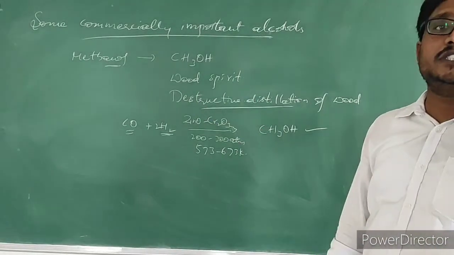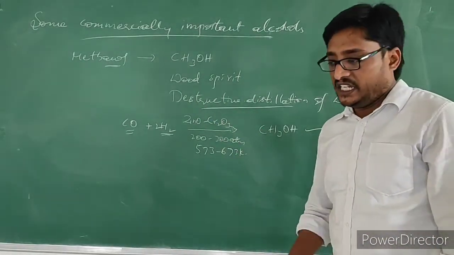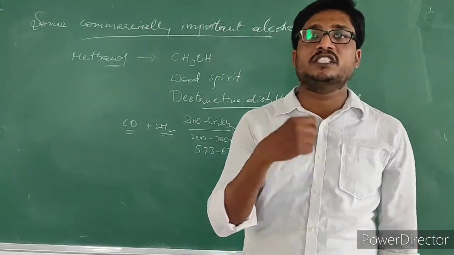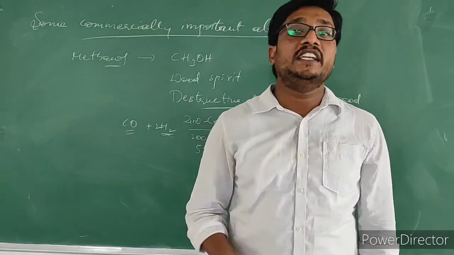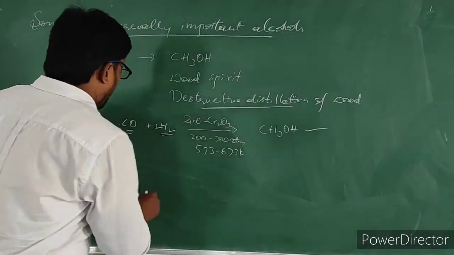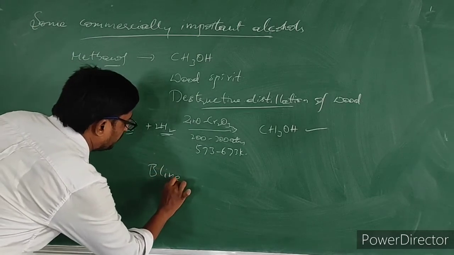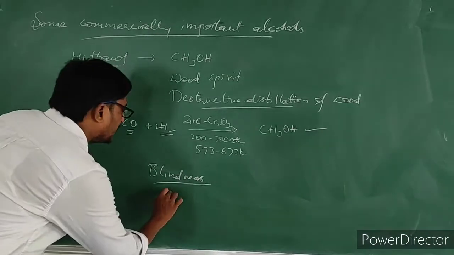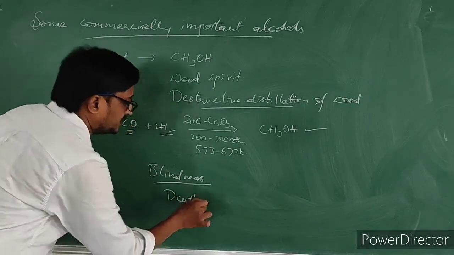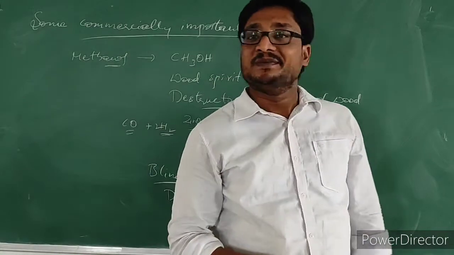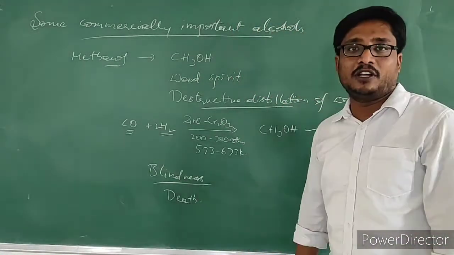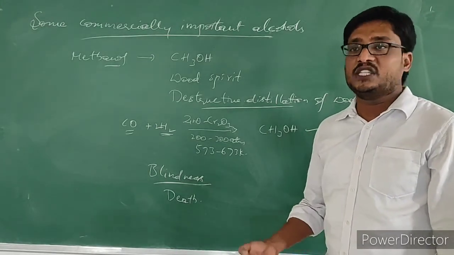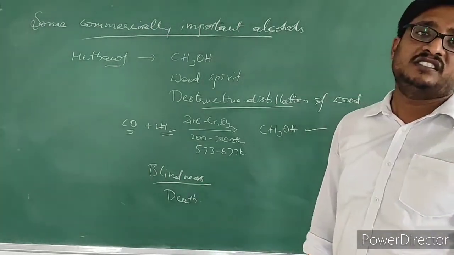Methanol is highly poisonous in nature. Even if a small amount of methanol is taken, it leads to blindness. This is the effect of methanol. When we consume a large quantity, death will be caused. So a small amount of methanol, when consumed, results in blindness, and a large quantity results in death.